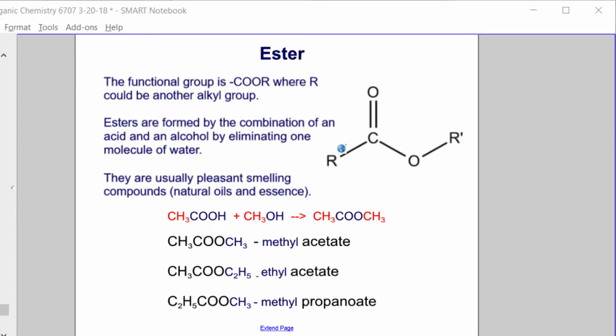Okay, we have two more functional groups left to discuss. So first, esters. Esters have the functional group C double bond O, single bond O, R, where R could be another alkyl group, so another carbon group or carbon chain. Esters are formed by the combination of an acid and an alcohol by eliminating one molecule of water, so think dehydration synthesis. They're usually pleasant smelling compounds, such as natural oils and essence.